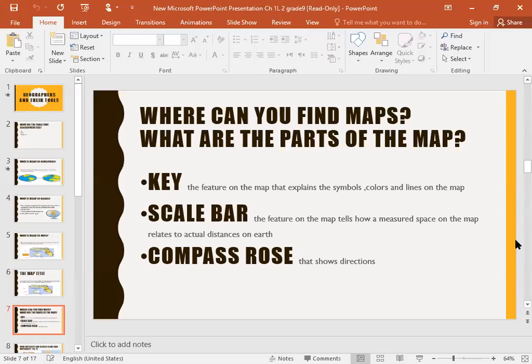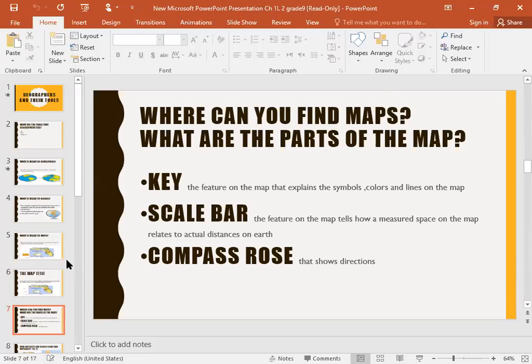We have another part, which is the scale bar. The scale bar on the map gives us a measured space on the map which relates to actual distances on Earth. It tells us the distance between one country and another, one city and another, one area and another, and the relation between the measurement on the map and the real distance on Earth. The last one is the compass rose. As we know, the compass rose shows us the directions, which are represented by the cardinals.